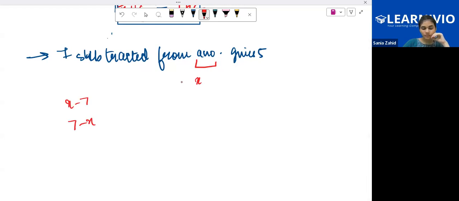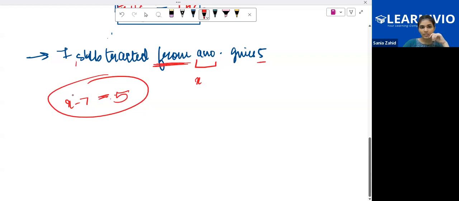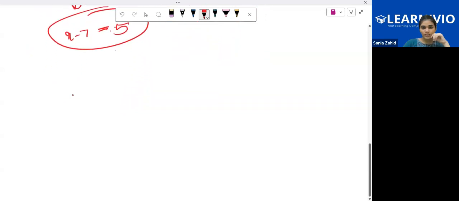x minus 7. X minus 7, because whenever we are subtracting numbers, the number which is written after "from" will be written first. So you write x minus 7. What is x minus 7 giving you? 5. Okay, so I have converted this thing, right? Yeah, ma'am.